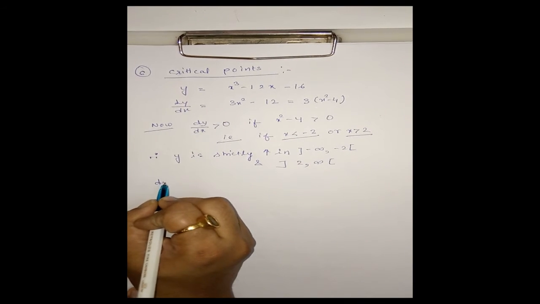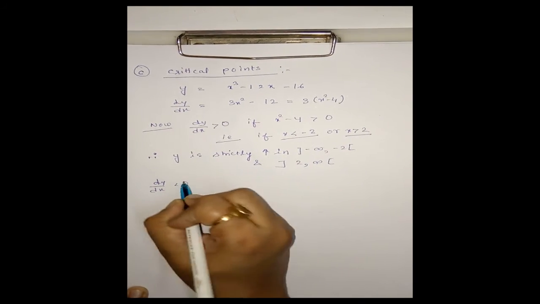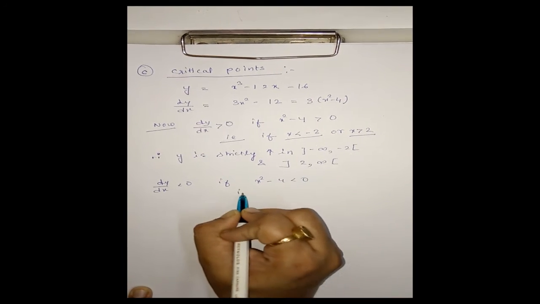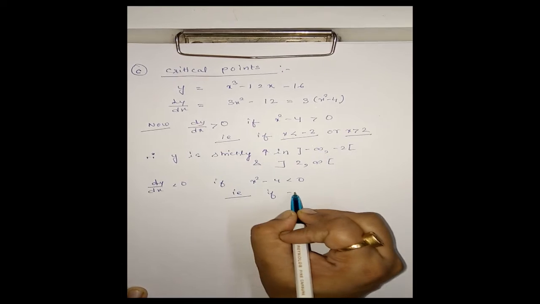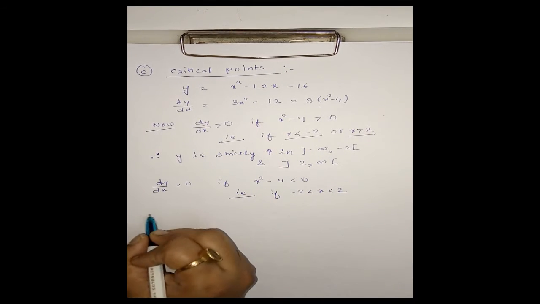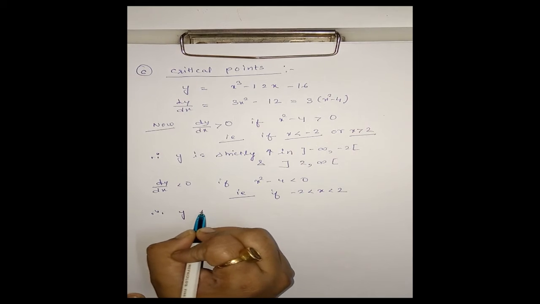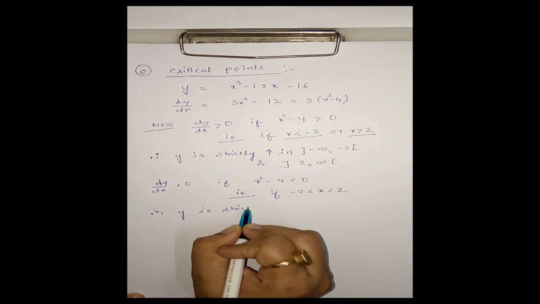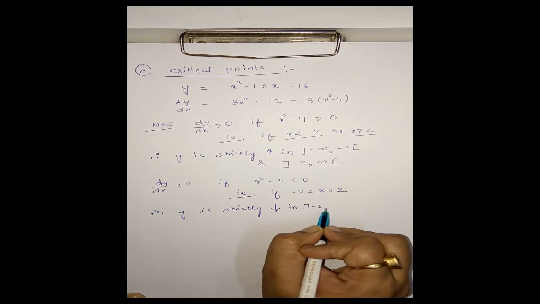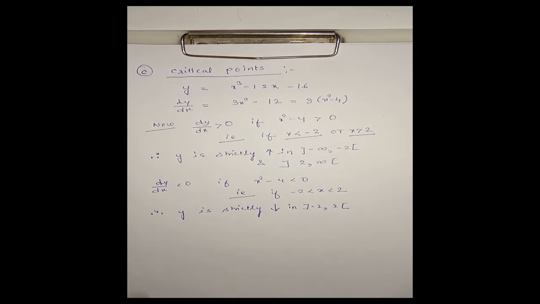Second, dy by dx is less than 0 if x square minus 4 is less than 0. That is, if x lies between minus 2 and 2. Therefore, y is strictly decreasing in the interval minus 2 to 2.